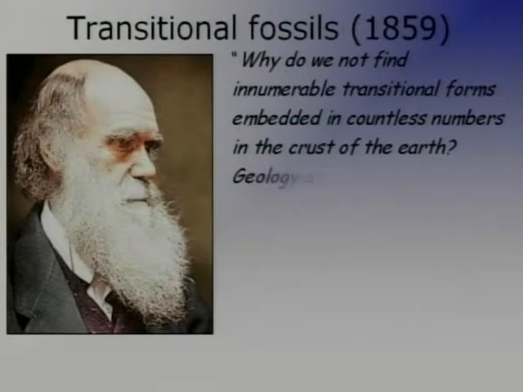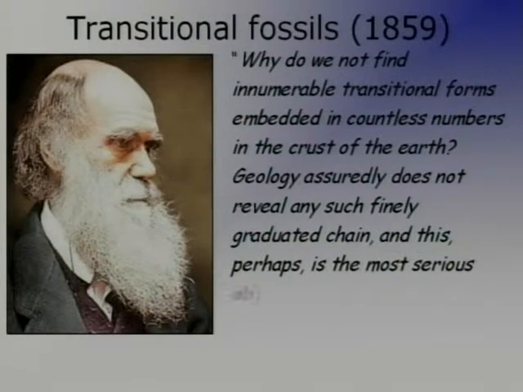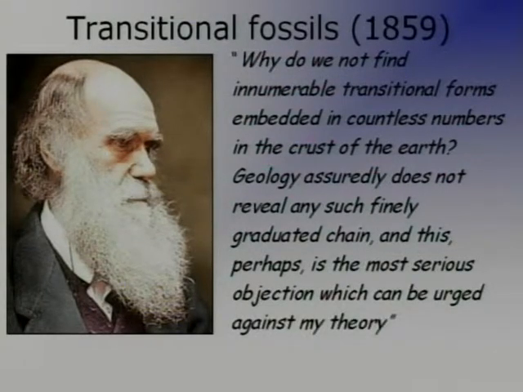And he said this: "Why do we not find innumerable transitional forms embedded in countless numbers in the crust of the earth? Geology assuredly does not reveal any such finely graduated chain, and this perhaps is the most serious objection which can be urged against my theory." That's what Charles Darwin said when he wrote in 1859 his famous book, Origin of Species. And he realized there was an issue here. And he made a prediction that as time went on, people would discover fossils that would actually validate his theory, which is a fairly reasonable way to proceed. He's got a theory, he's got certain evidence which he thinks shows his theory is accurate. He says, well, I'd like to have some fossil evidence as well, and it will be shortly coming.